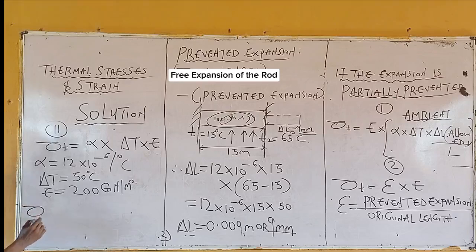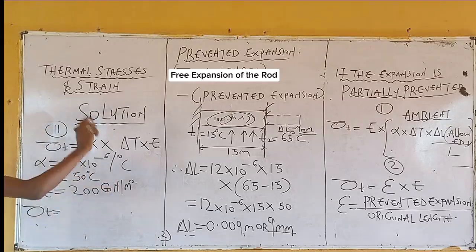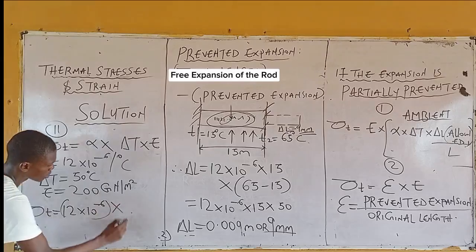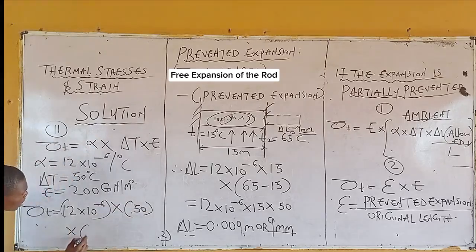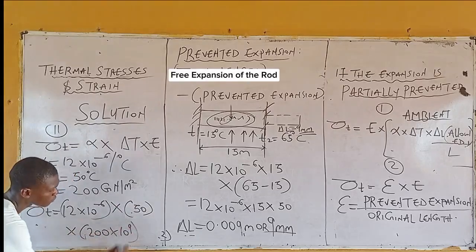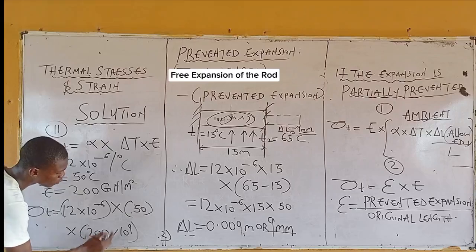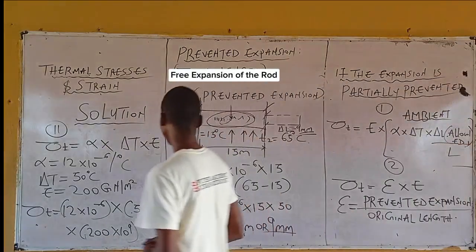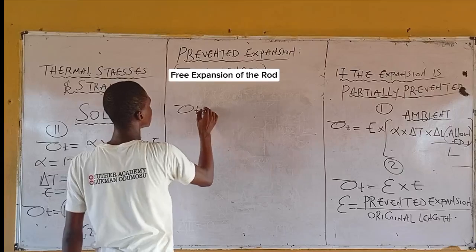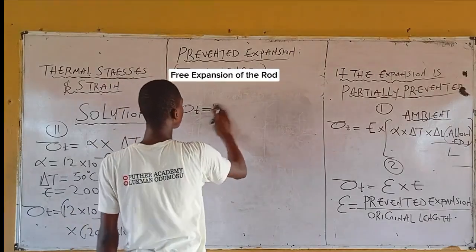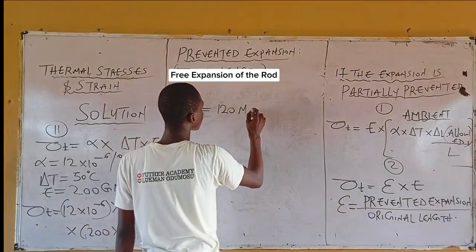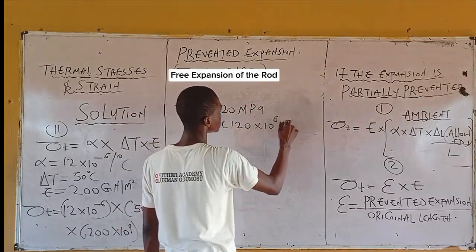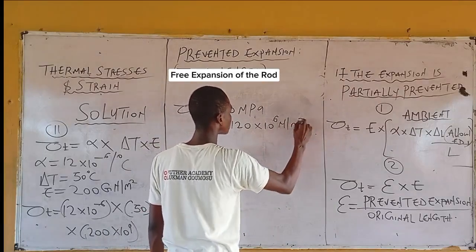So from Roman figure 2, by the time we substitute all this, we have 12 times 10 raised to the power of negative 6, multiplied by 50, multiplied by 200 times 10 raised to the power of 9. Let's input this in our calculator. What's my answer? The stress when it is prevented is 120 mega Pascal. That is 120 times 10 raised to the power of 6 Newton per meter square. Or let's express it in giga. What do we have?